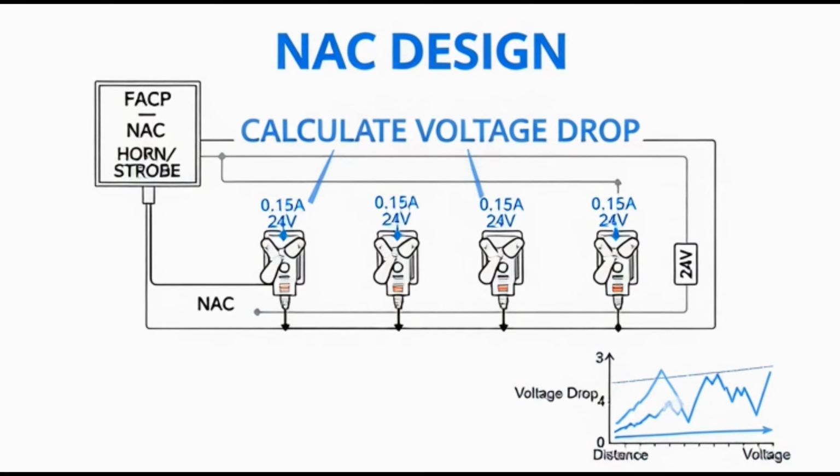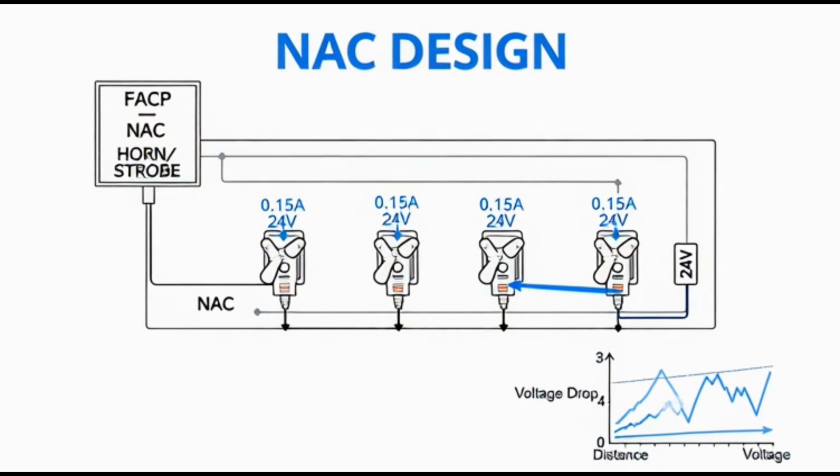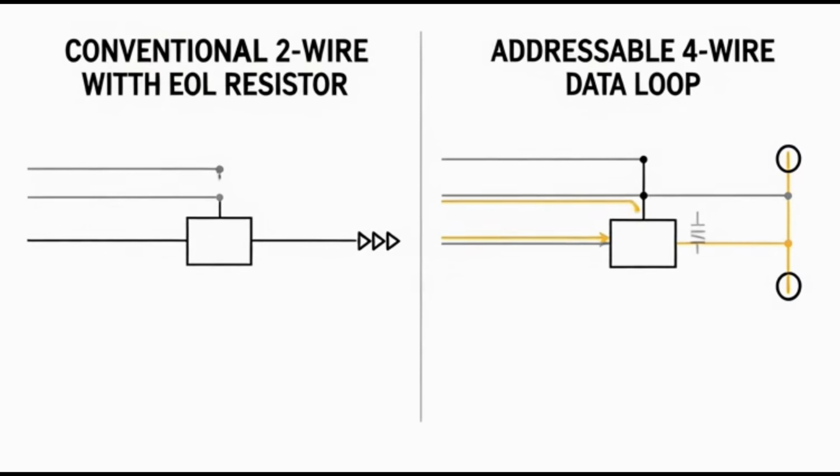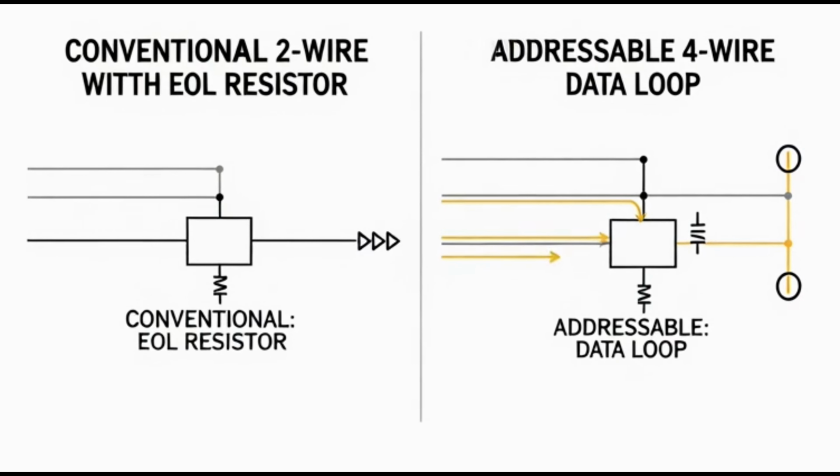Designing NACs requires calculation. Sum the current draw of all horns and strobes on the circuit. Account for voltage drop over distance. Never exceed the panel's rated output. Conventional IDCs require an end-of-line resistor; addressable systems use integrity checks. Both must be monitored for open and short circuit faults.